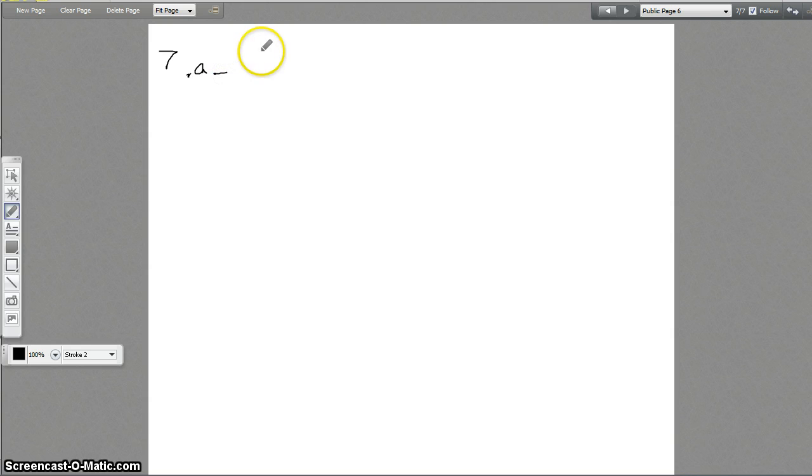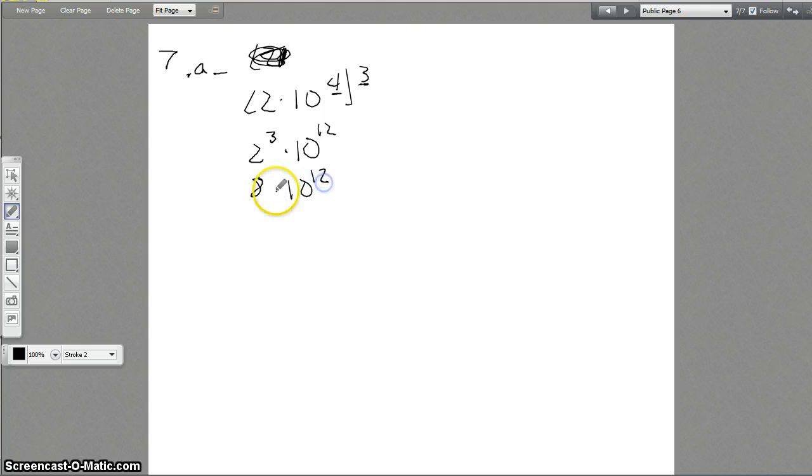Part A is 2 times 10 to the 4th power raised to the 3rd power. Everything inside the parentheses gets raised to the 3rd power, so we have 2 cubed times 10 to the 12th, because the 4th power gets multiplied by the 3rd power to get the 12. Well, 2 cubed is 8, so this is 8 times 10 to the 12th, and that's in scientific notation already.